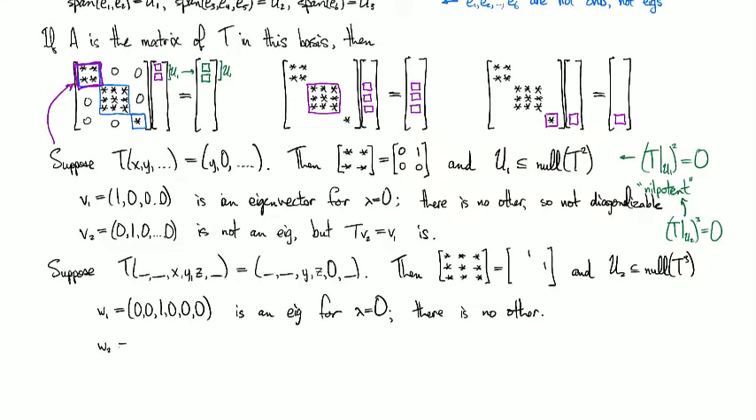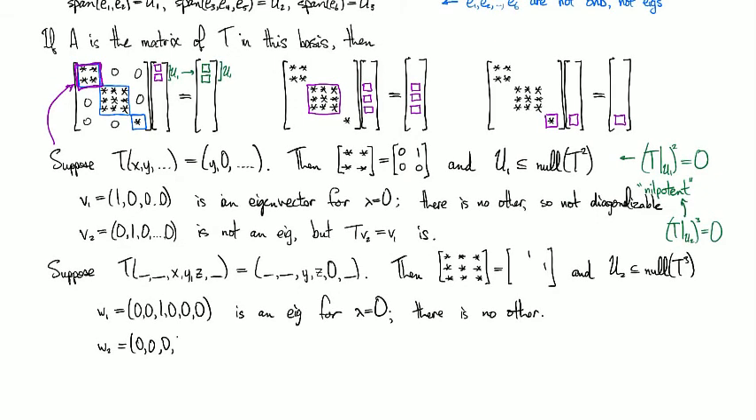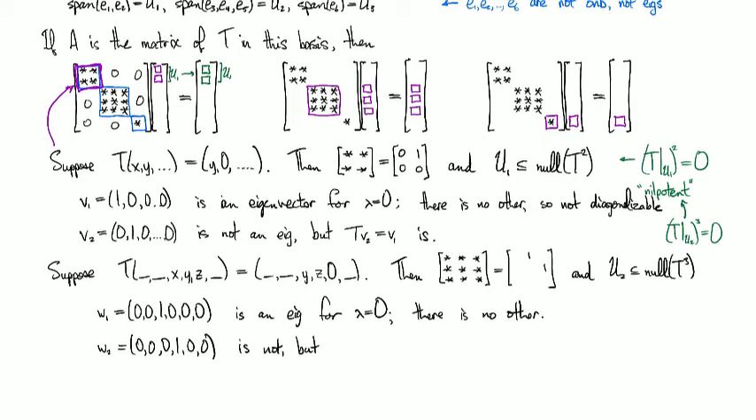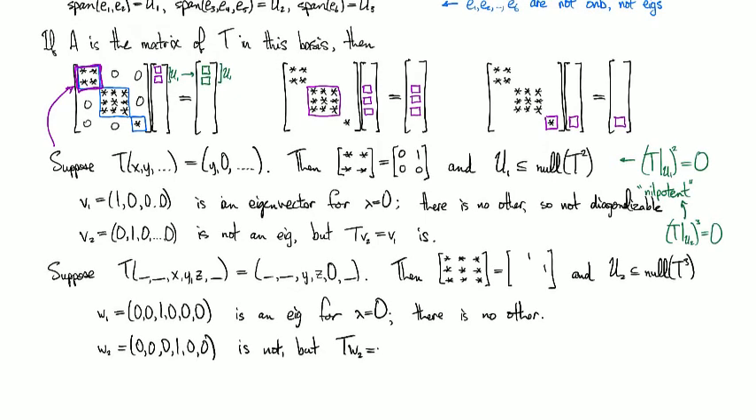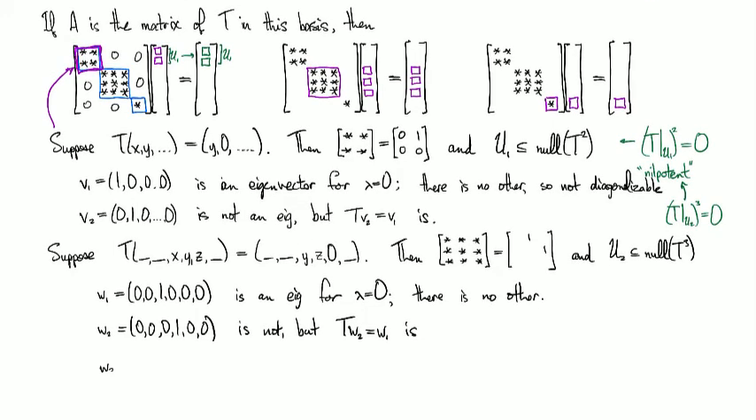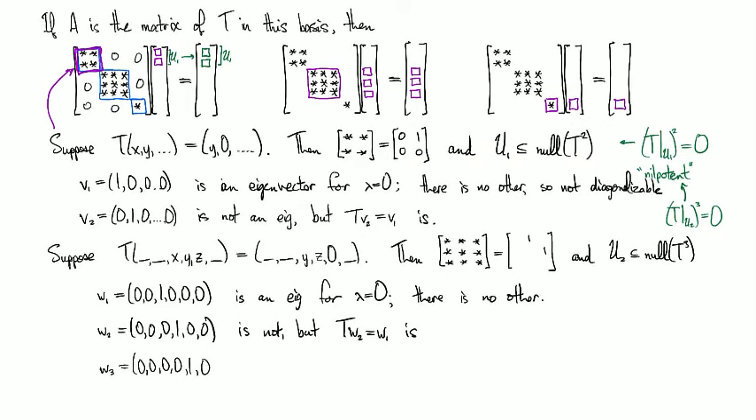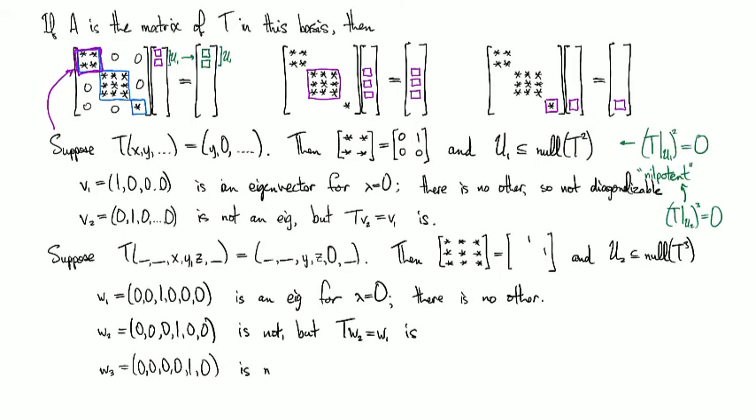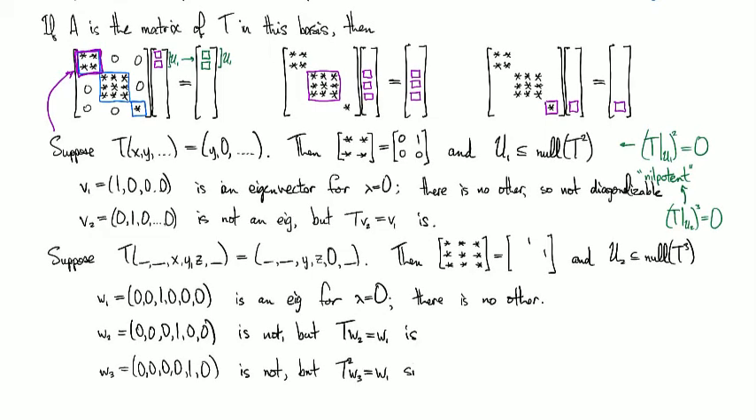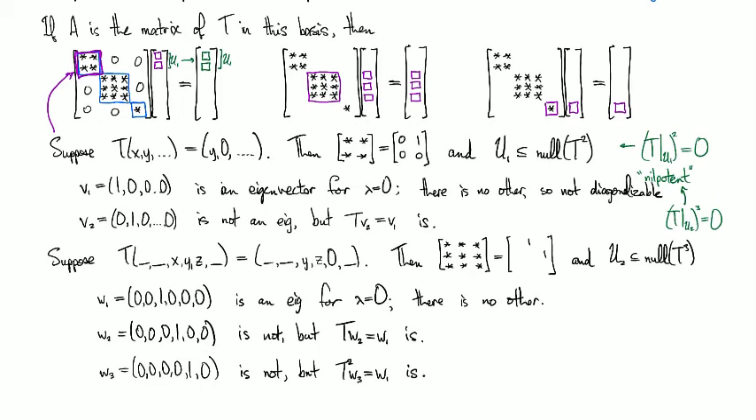If we look at W2, it's not an eigenvector, but T of W2, which is W1, is an eigenvector. And we can back this one up another step and say, okay, what about this one? This one also is not an eigenvector, but T squared applied to W3 gives us W1 again, so that one is. So you get the idea here.